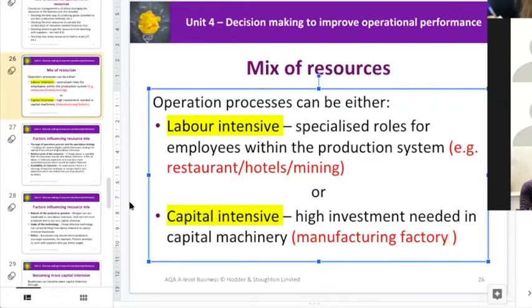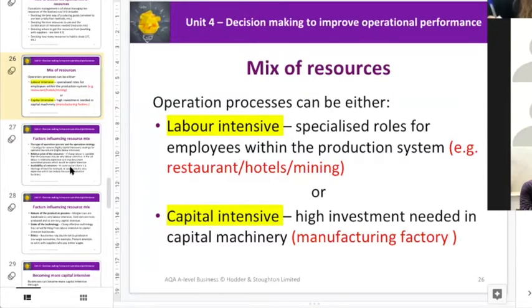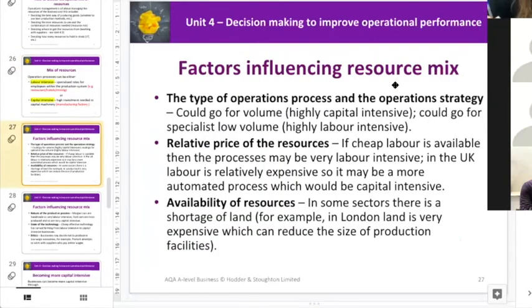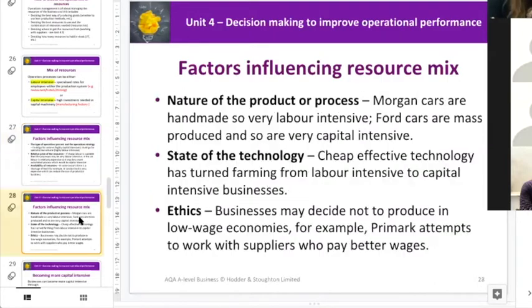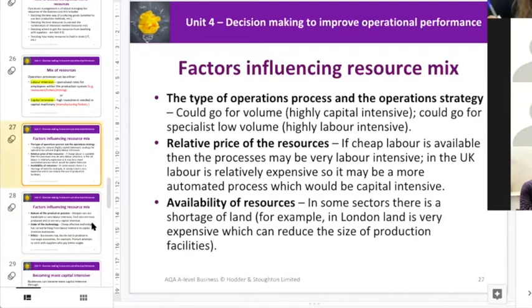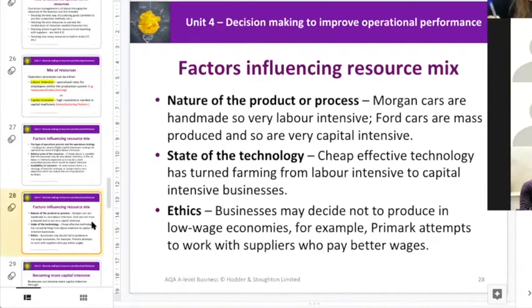For the next two slides, I'm not going to go over them because they are telling you the factors influencing the resource mix. Different types of operation, different price, different availability of resources, different product or process, different technology, different ethics. So when you think about what type of operation we're using, labor intensive or capital intensive, you also need to think about all these factors: the price, the availability, the nature of your product.